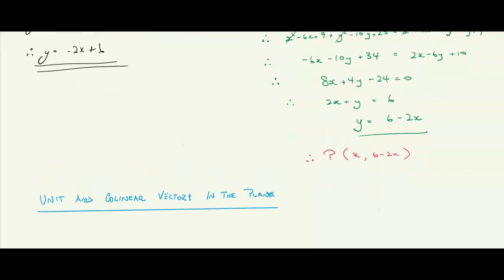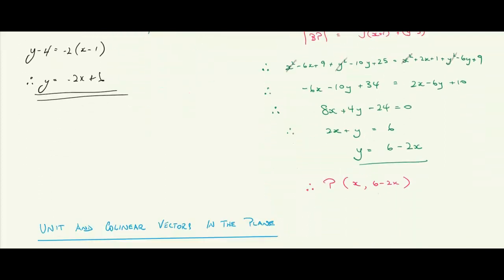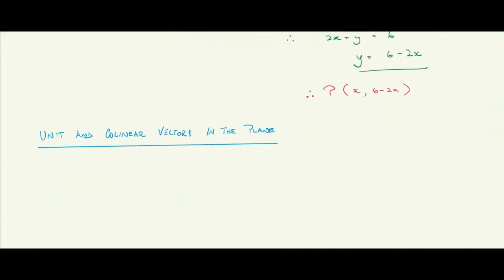Okay, so none of what we've done so far actually, there are no questions on any of that in exercise 11E. So we need to do a little bit more work in order to be able to access those questions, get some practice in. So we're going to look at now unit and collinear vectors in the plane, meaning in 2 dimensions.